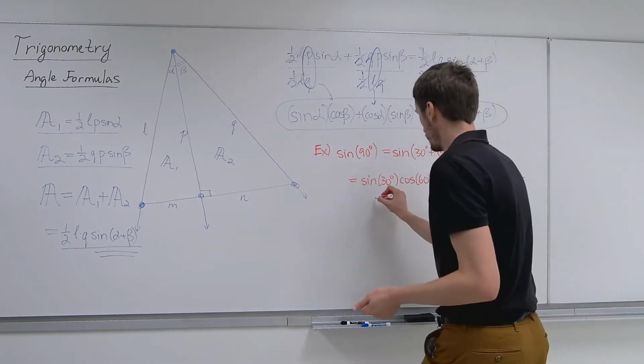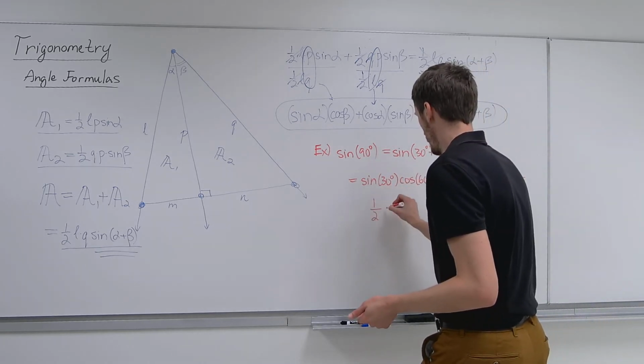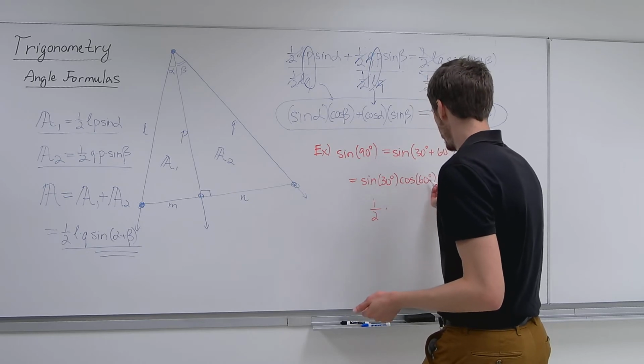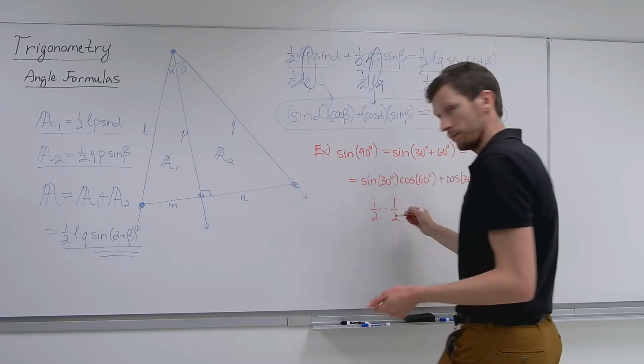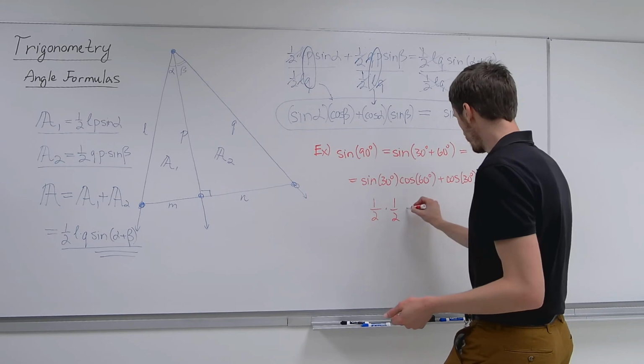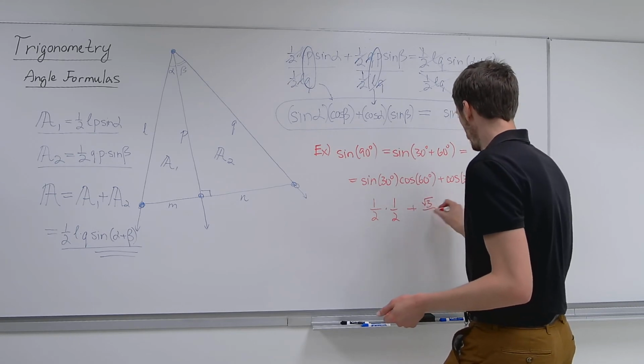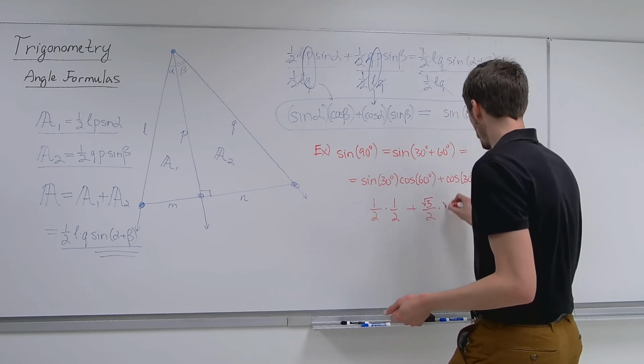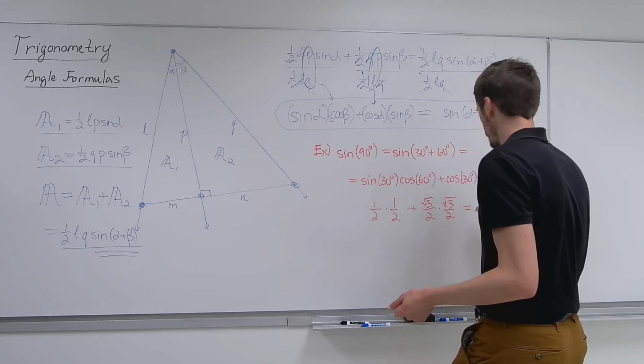And so that's a what? That's a 1/2. You know, the sine of 30 degrees is 1/2. Cosine of 60 degrees, that's also 1/2, right? And then cosine of 30, that's √3/2. And sine of 60 is also √3/2. Okay, let's see if that is equal to 1.